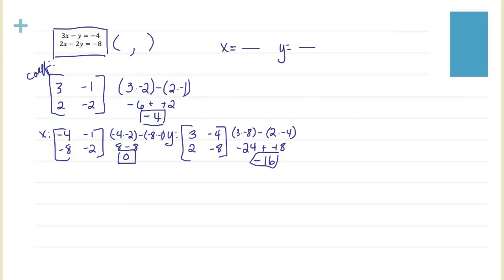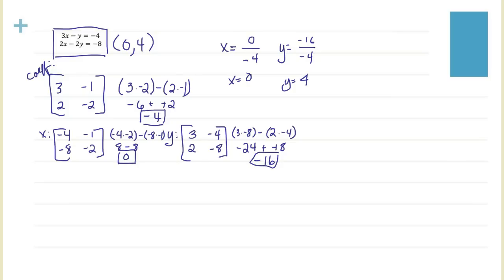We're going to divide, and our coefficient matrix value is going to go there, the determinant of our coefficient matrix. Our x value is 0. 0 divided by negative 4 is 0. Our y matrix got us negative 16. Negative divided by negative is positive, so our y value is 4. So our ordered pair answer is 0, 4.